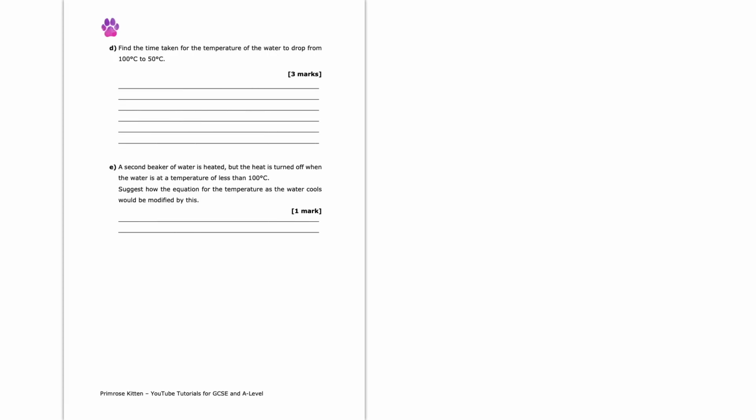So I guess first things first, let's write down our equation again. Let's not forget that we now know what A is, so it's 20 plus 80, e to the, and then of course we know it's minus kt. We know what k is now, so that's minus 1/8 t, okay?